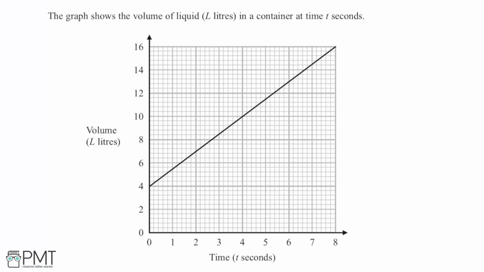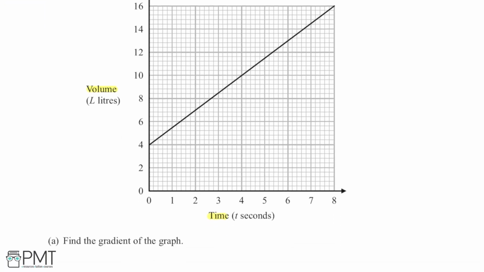So in this question, we're told that the graph shows the volume of liquid, L litres, in a container at t seconds. And we can have a look at the graph and we can see that on the y-axis we do have volume in litres, and on the x-axis we've got the time in t seconds. So we're asked to look at this graph and then find its gradient.